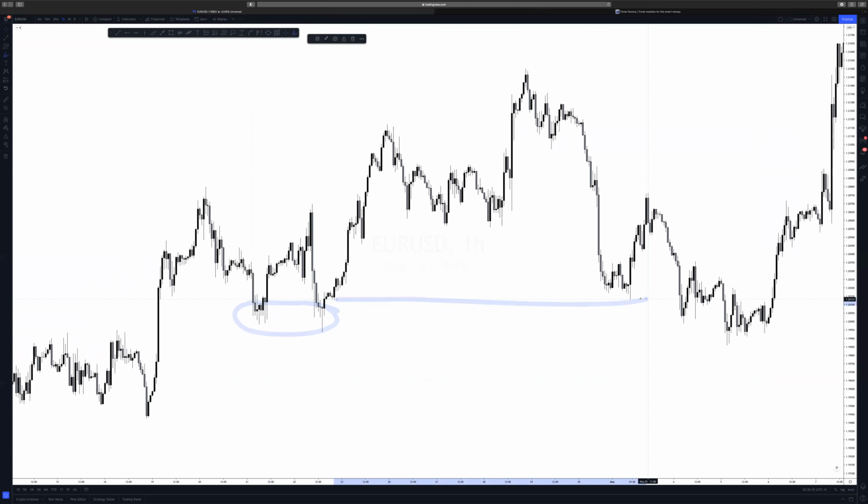So what happened? It gets ran through. We have liquidity sitting right here. What happened? It gets ran through. You don't have to point.